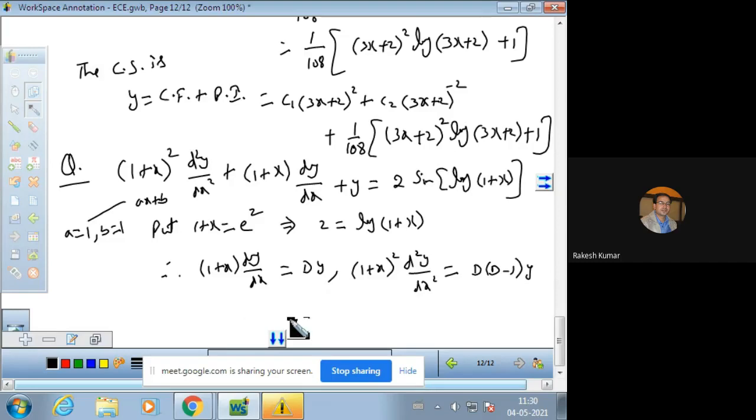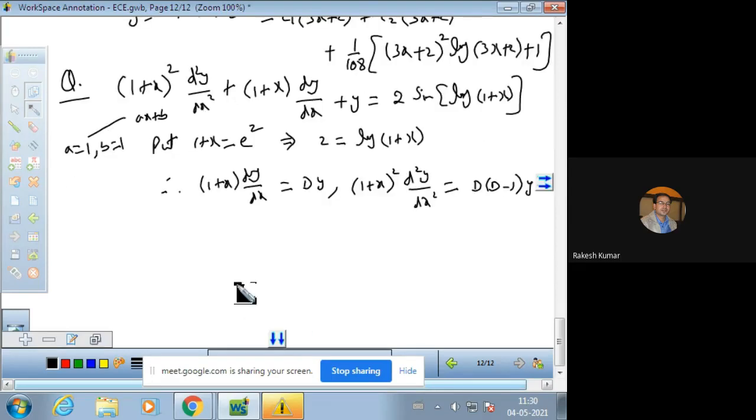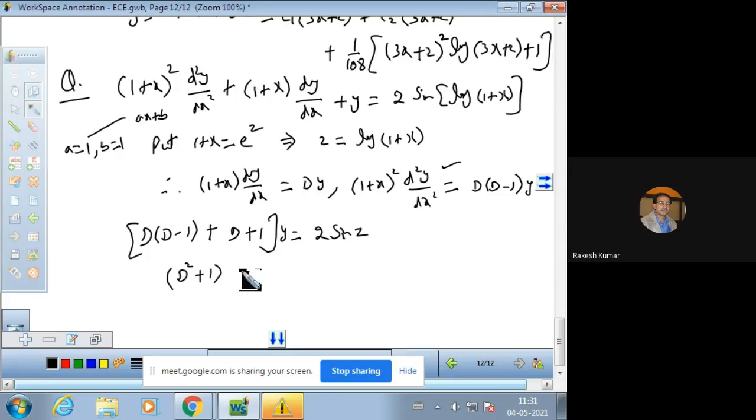Now substitute these values in the given differential equation, and you will have D into (D minus 1), this is the second order derivative value, plus D, and this is plus 1. y can be taken common, equal to 2 sine of log of 1 plus x, which is z, so 2 sine z. Now D square minus D will be cancelled with the plus D. So this is 2 sine of z.